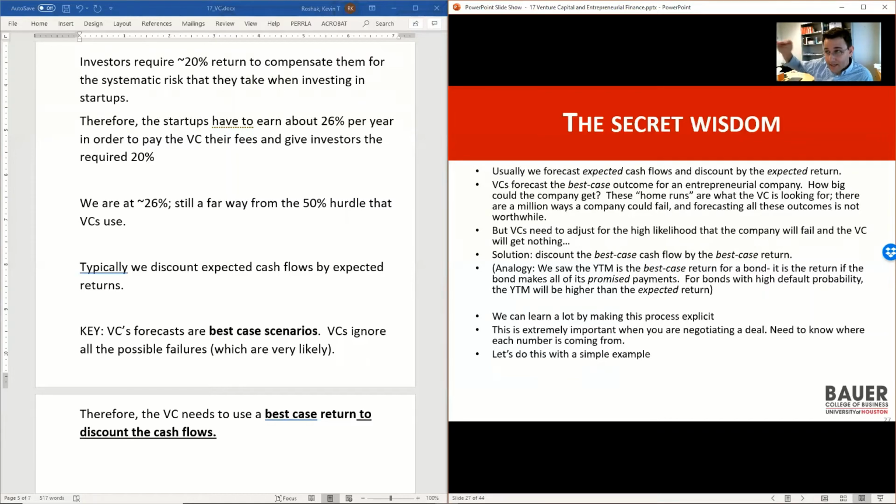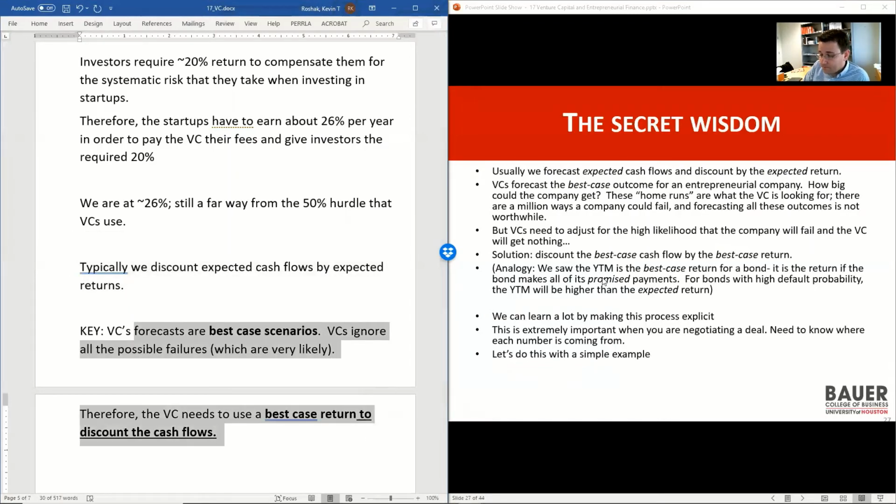So we had the best case cash flows, we discounted them by the best case discount rate, the yield to maturity, to get the price of the bond. We saw that that was equivalent to discounting what you expect to happen, the expected cash flows, by the expected return. You get the same answer. Okay, same exact logic here. Instead of discounting what we expect to happen for the startups by the expected return, we're discounting a best case scenario by the best case return.